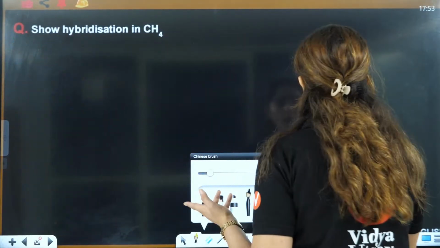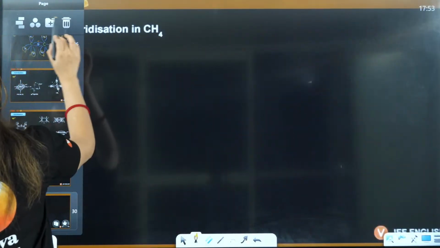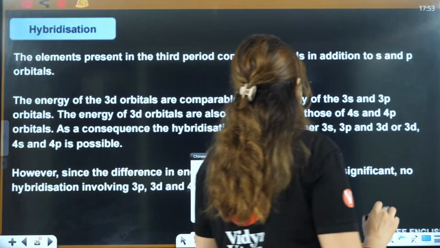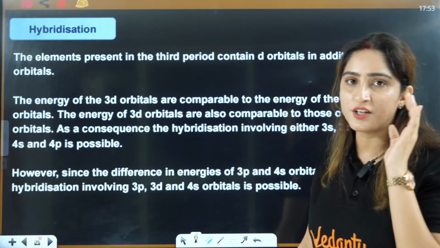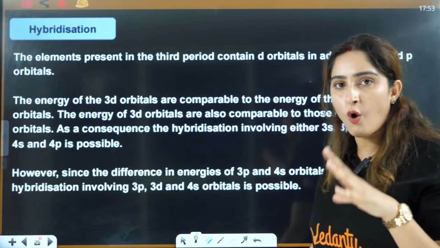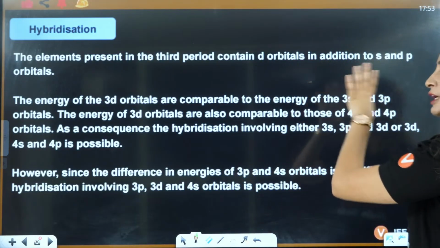Right, we have already seen this structure. Now show hybridization of CH4. This also we have discussed, so no need to discuss that again. Let's discuss this thing. This is actually what is useful in coordination chemistry, right? So in coordination chemistry, d orbitals are involved. The elements present in the third period contain d orbitals.